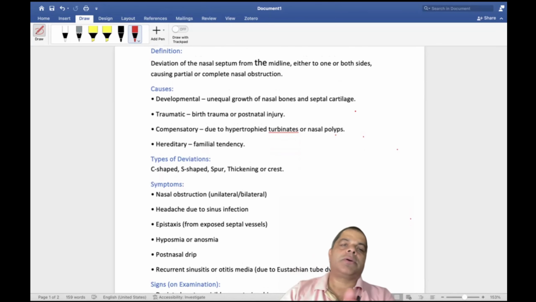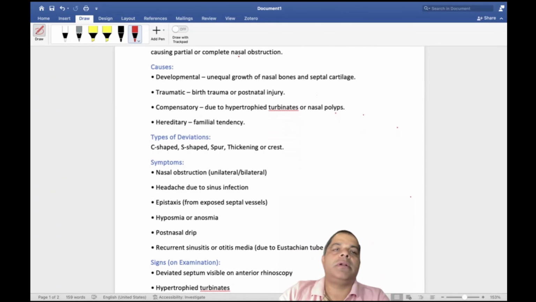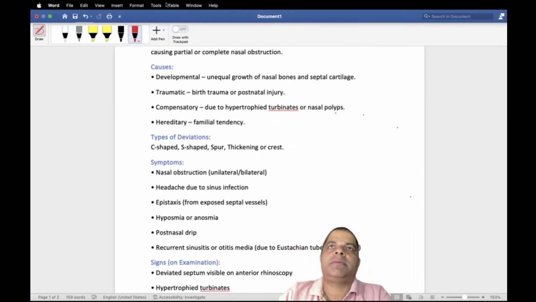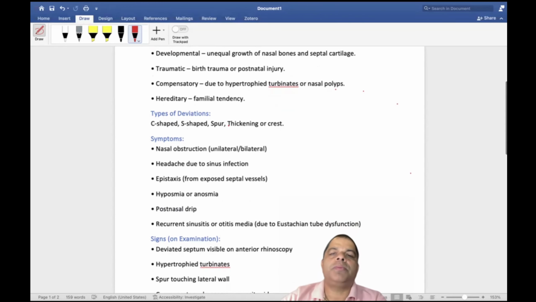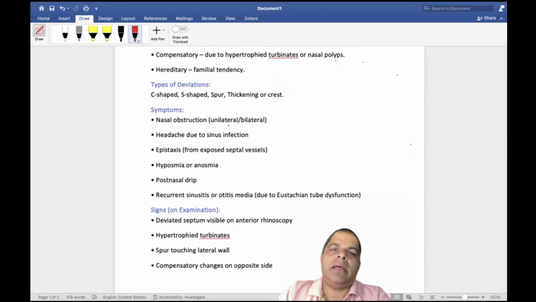What are the causes? Causes are developmental, that is unequal growth of the nasal bone and septal cartilage. Second is traumatic, maybe post-nasal injury. There is also compensation due to hypertrophied turbinate or nasal polyp. Heredity, yes, a familial tendency can occur in some cases.